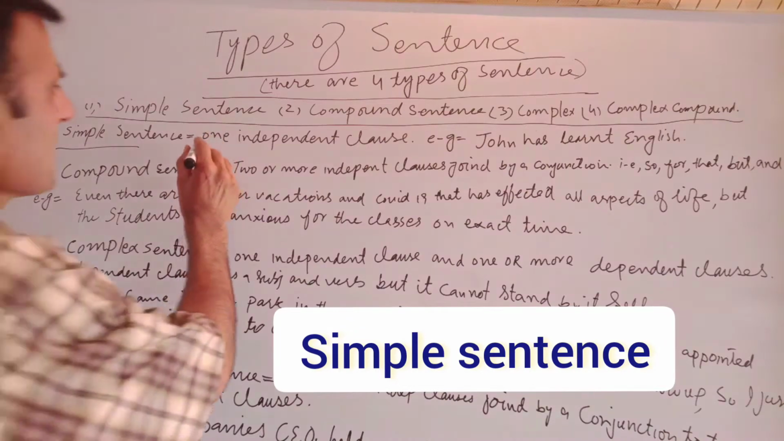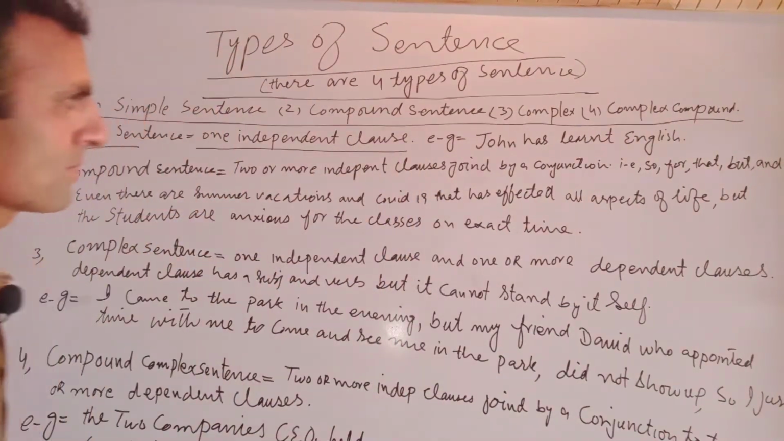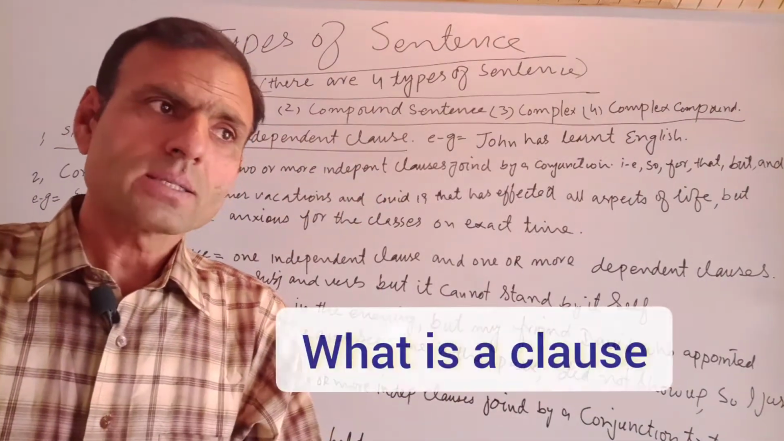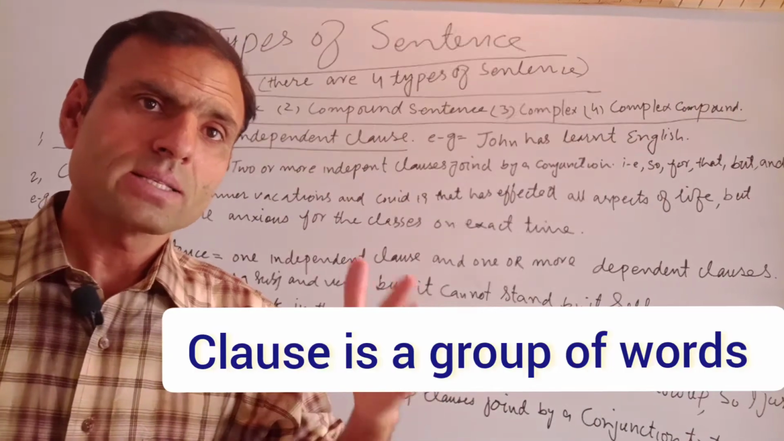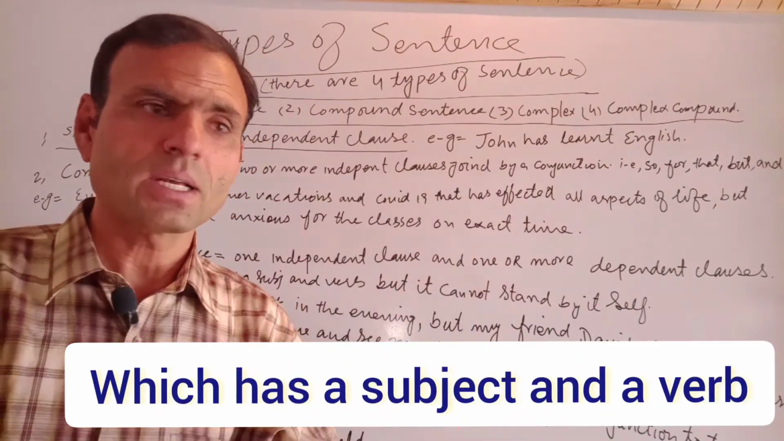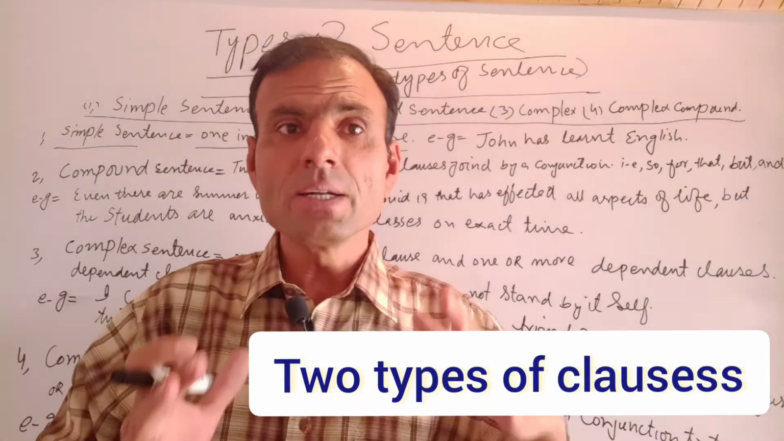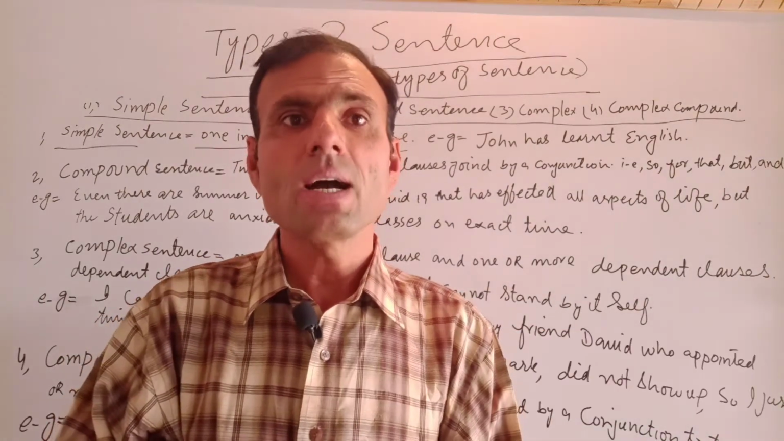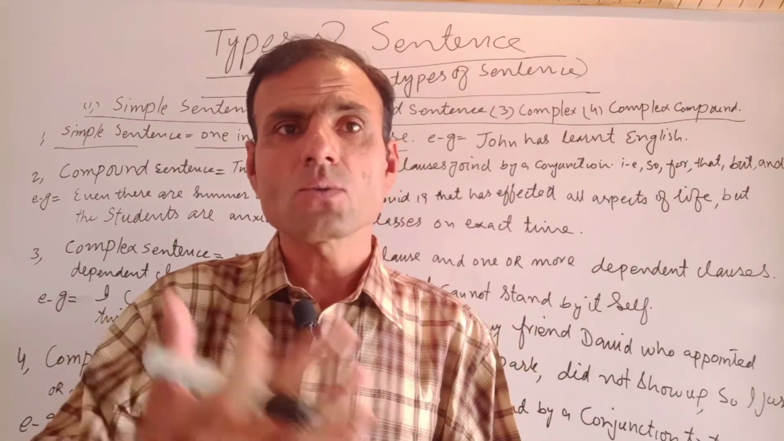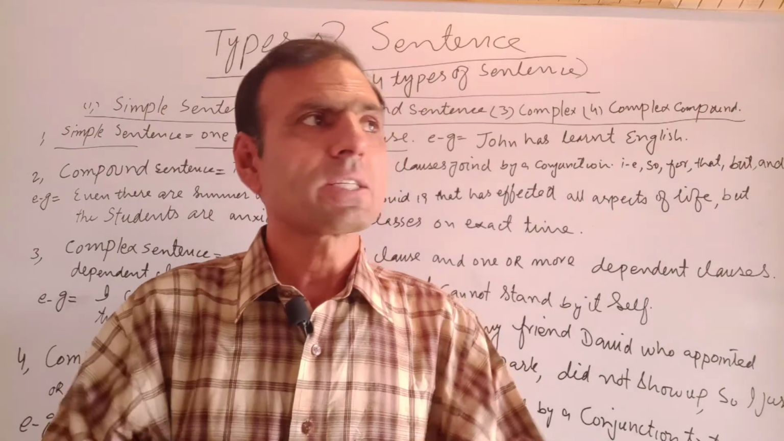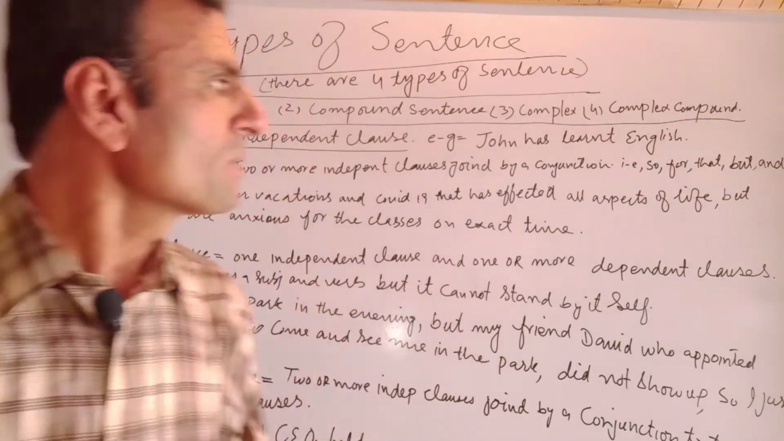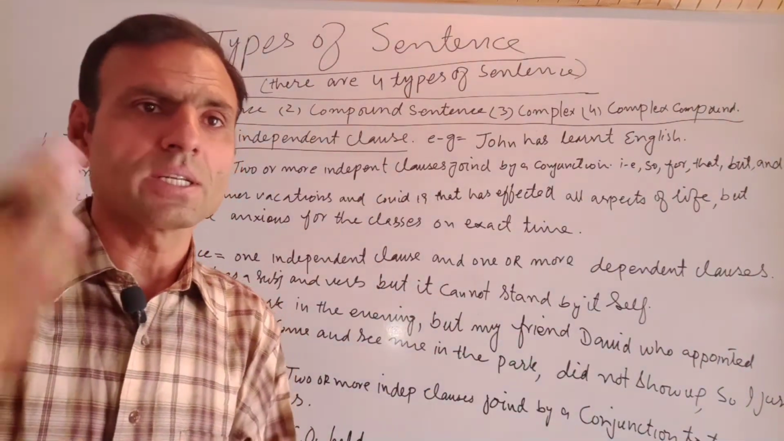A simple sentence is one independent clause. And what is a clause? A clause is a group of words that has a subject and a verb. There are 2 types of clauses, independent clause and dependent clause. An independent clause can give a complete idea and can stand by itself. But a dependent clause also has a subject and a verb, but it can't complete the idea and cannot stand by itself. This is the main difference between an independent and a dependent clause.